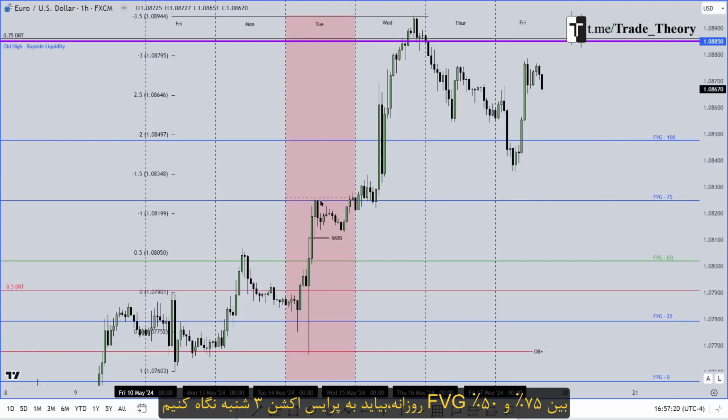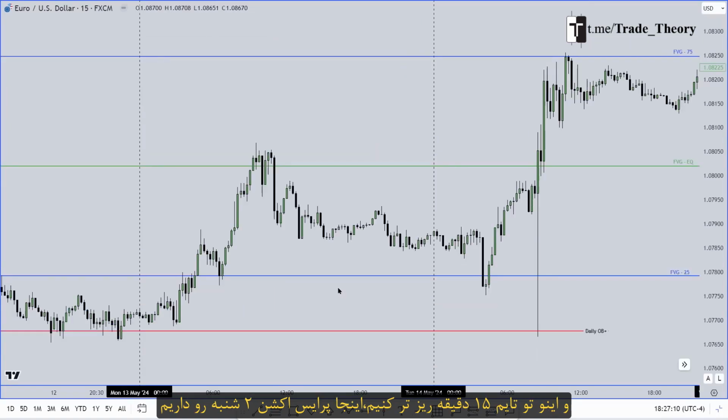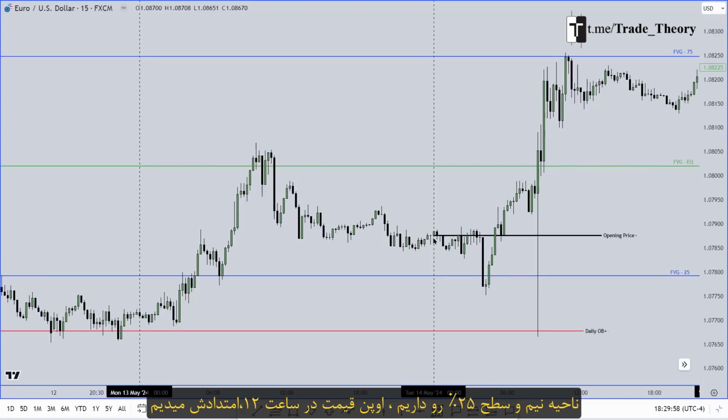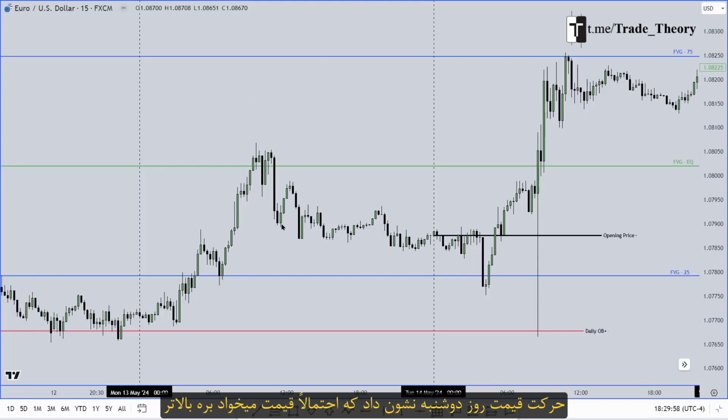Let's look at Tuesday's price action and break this down in more detail on the 15-minute time frame. So here we have Monday's price action, and here we have Tuesday's price action. We have the 75% level of that daily fair value gap here, the consequent encroachment, and the 25% level here. The opening price at 12 a.m., we extend that out. Now, Monday's price action has tipped its hand. That price is likely to run higher. We also have all of this consolidation here behind us, right?